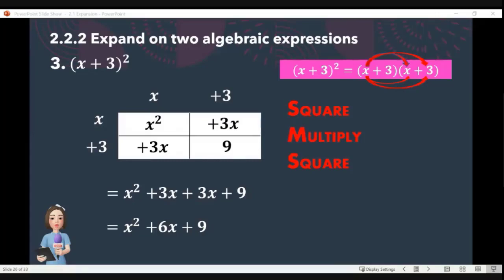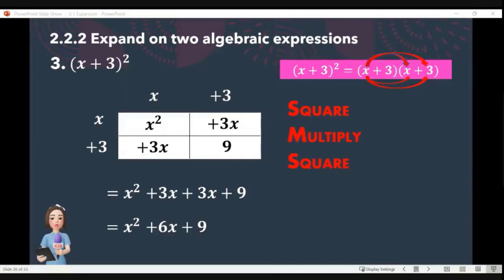Can you remember how to use it? Square the first one. Multiply all the terms inside the bracket, x times 3 times 2, so it's 6x. The last one, square, is the square of the last term here. So it's faster for you to get the answer.